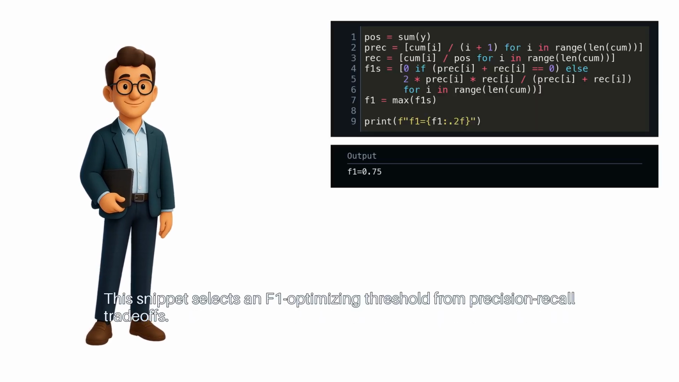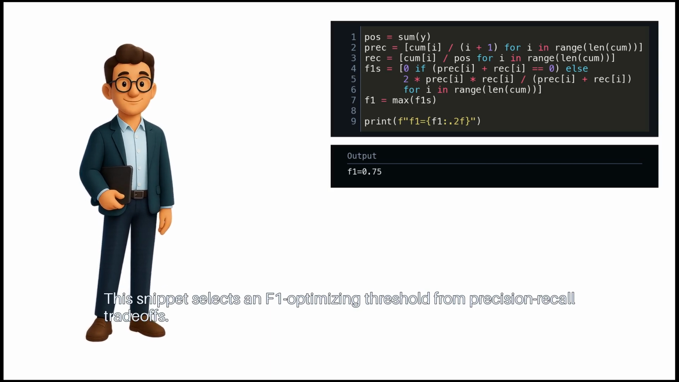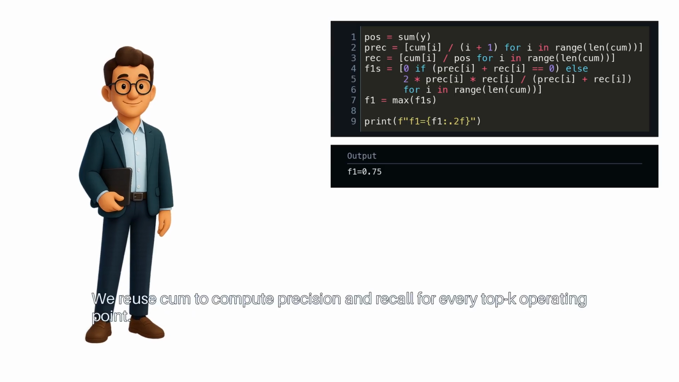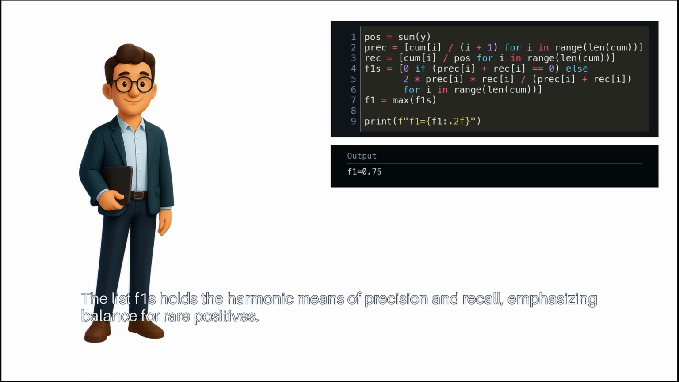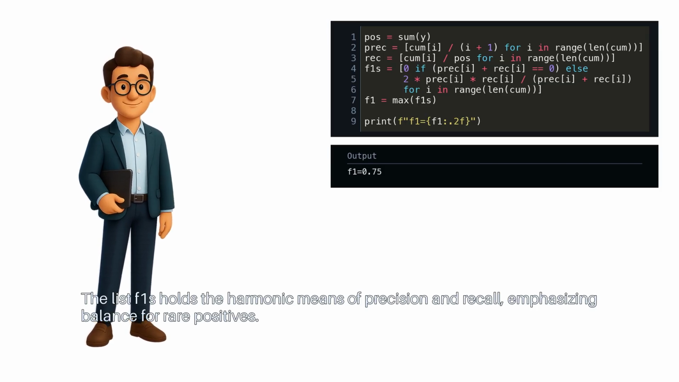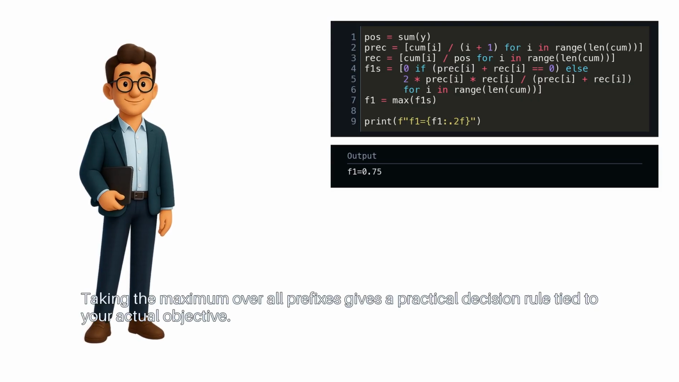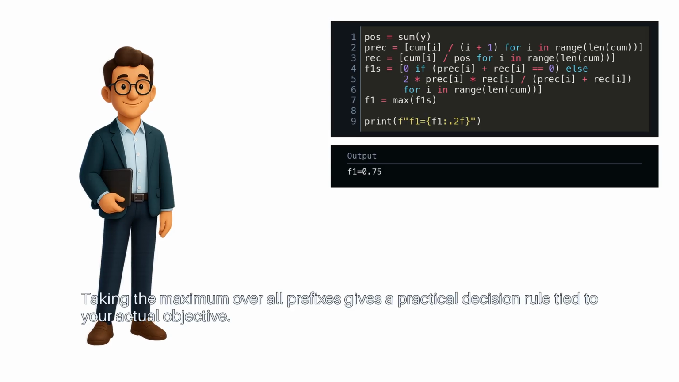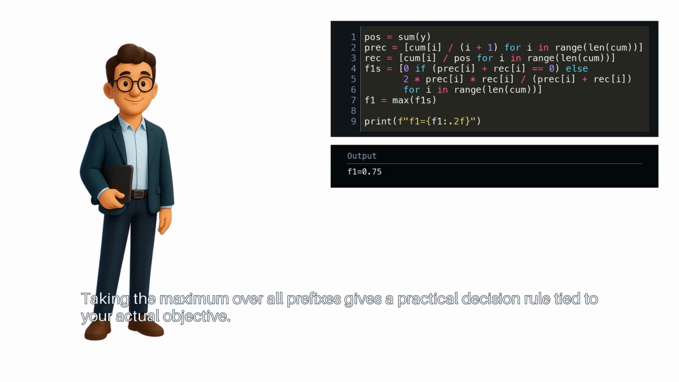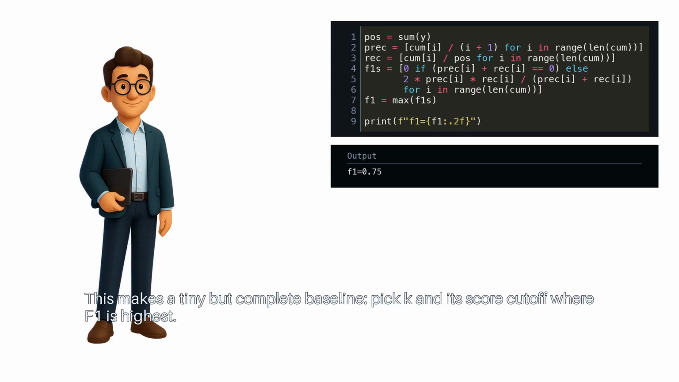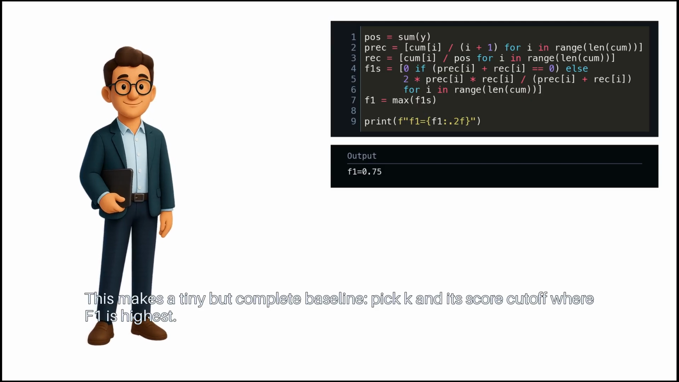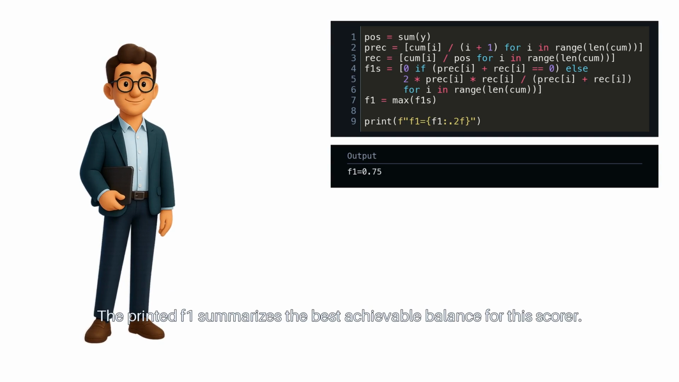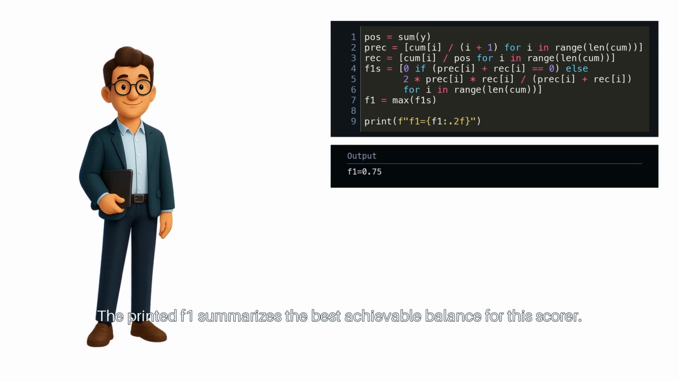This snippet selects an F1 optimizing threshold from precision recall tradeoffs. We reuse CUM to compute precision and recall for every top K operating point. The list F1S holds the harmonic means of precision and recall, emphasizing balance for rare positives. Taking the maximum over all prefixes gives a practical decision rule tied to your actual objective. This makes a tiny but complete baseline. Pick K and its score cutoff where F1 is highest. The printed F1 summarizes the best achievable balance for this score.